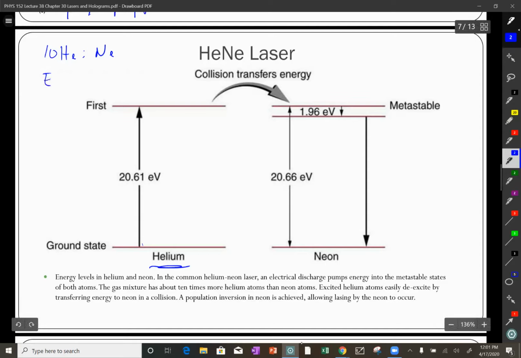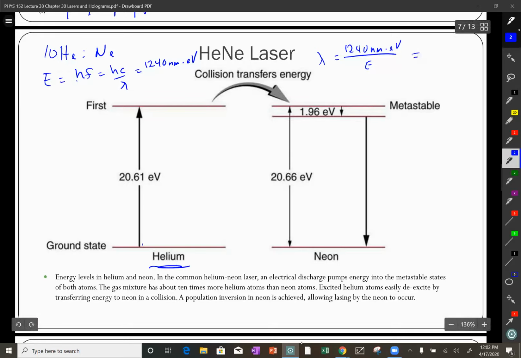Well, we know energy is equal to hf, which is hc over lambda. And hc has a value of 1240 nanometers times electron volts. So that means if I solve for wavelength, wavelength is equal to 1240 nanometers times electron volts over the energy. So if I take 1240 and divide it by 20.61, I don't have a calculator handy, so I'm going to do it divided by 20 because I can do that in my head.